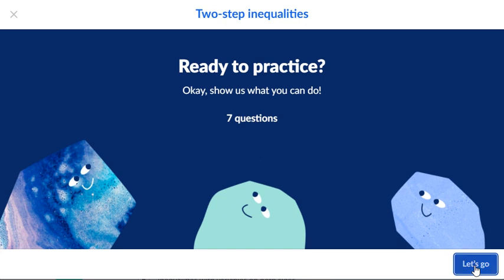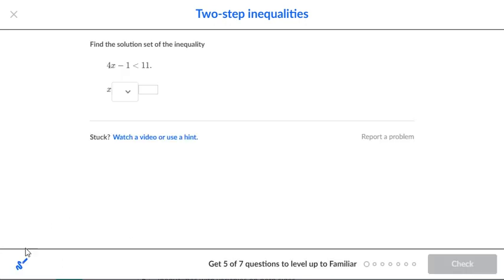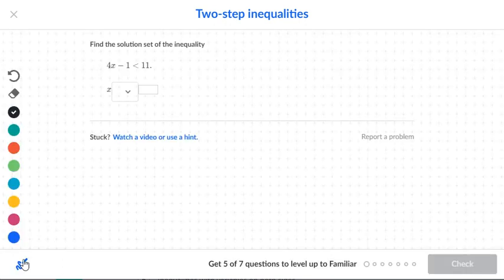Two-step inequalities. Okay, we have the following problem. We have 4x minus 1, then we have an inequality sign, and then 11.